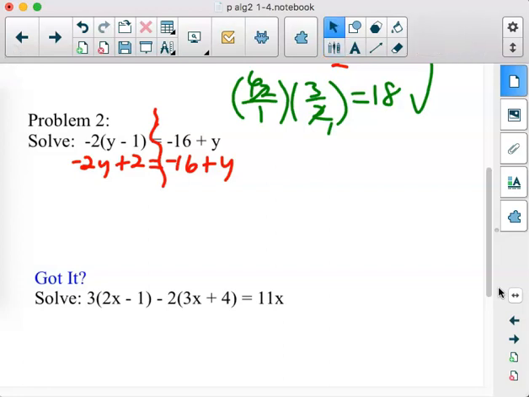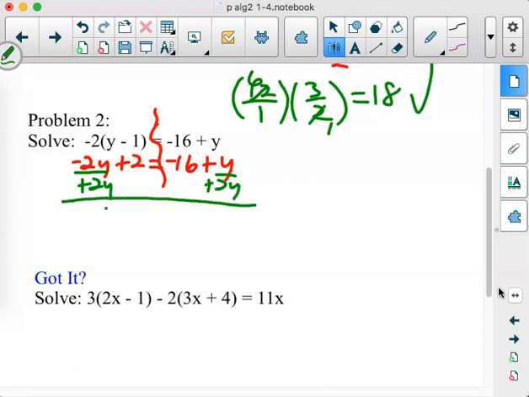I need those on one side. So what we recommend is that students choose the smaller of the two y's and move that one over. In this case, -2y is definitely smaller than 1y. So we'll add 2y to both sides and get 2 equals -16 plus 3y.